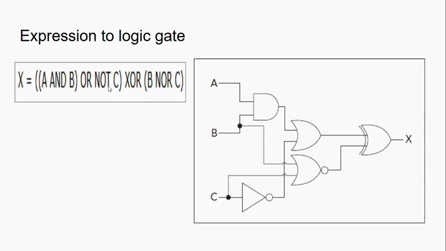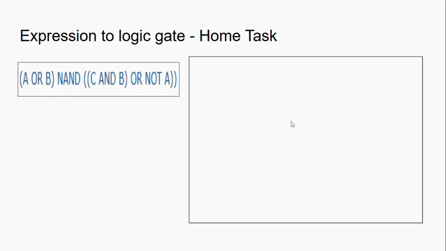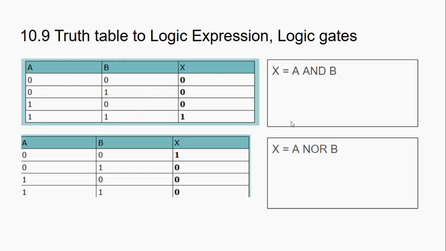Now you have to pass the outputs of both the expressions to the XOR gate. The output of this whole expression and the output of this NOR gate expression, I am passing them to the XOR gate. Then you will get the final output. These are all the different things and you can try.